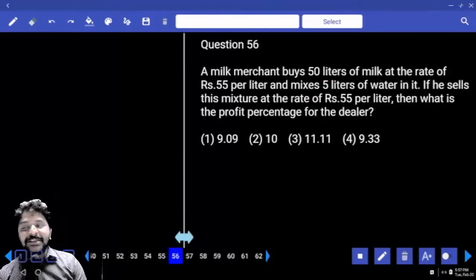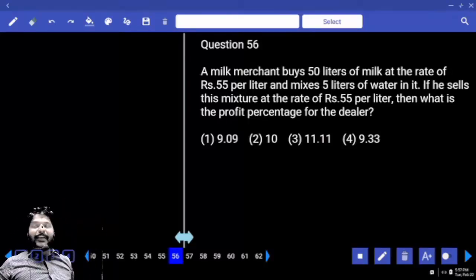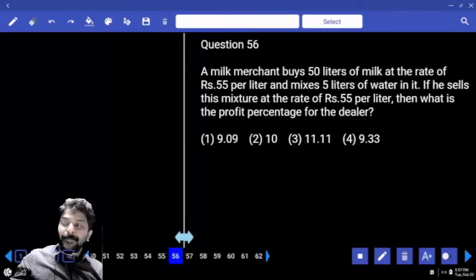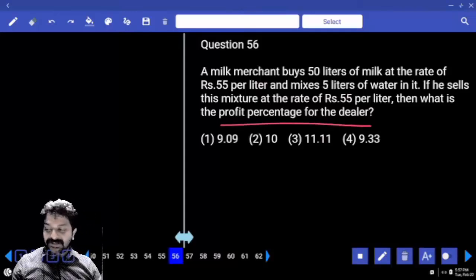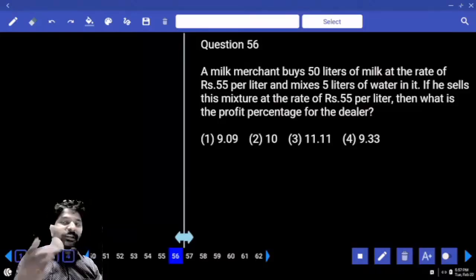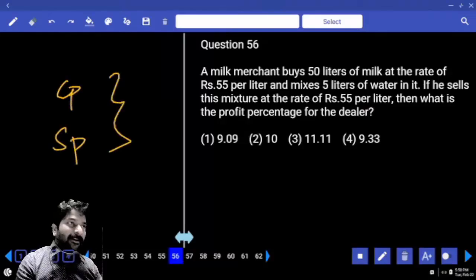A milk merchant buys 50 liters of milk at the rate of 55 rupees per liter and mixes 5 liters of water in it. If he sells this mixture at the rate of 55 rupees per liter, then what is the profit percentage? Here, the advantage for this question: if you have any other numbers, probably you'll have to calculate what is total cost price and what is total selling price, and then you need to calculate profit percentage.